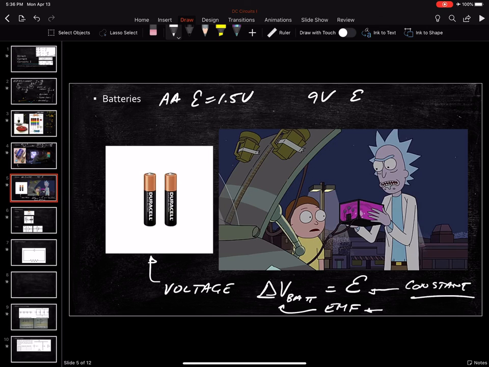Now, of course, there's all kinds of other circuit elements. There's transistors, there's amplifiers, and so on. There's inductors, which we will talk about later on. But again, we're not going to get too fancy with all of this kind of stuff. We're going to keep things very simple.